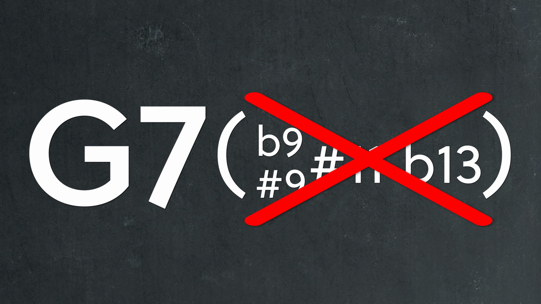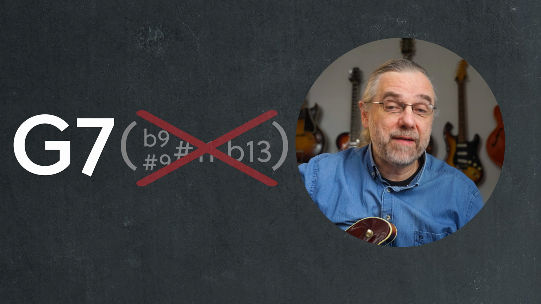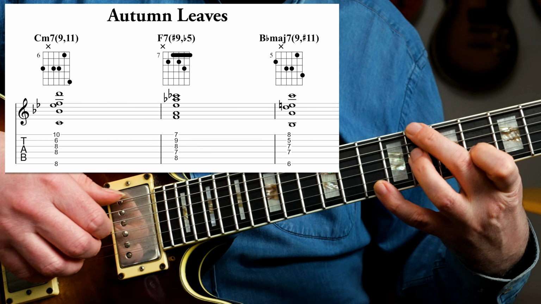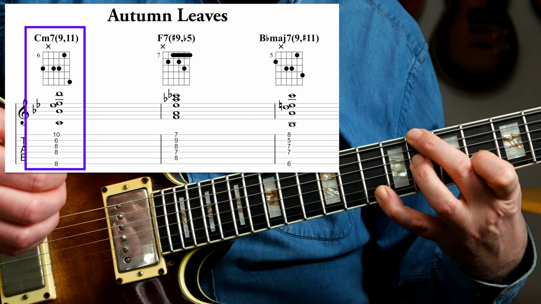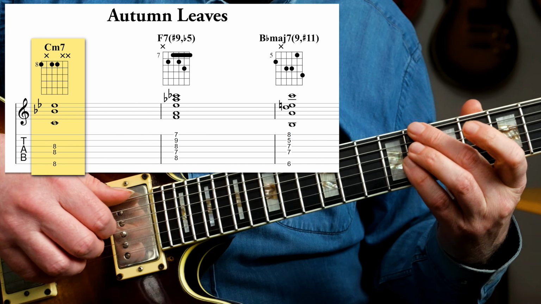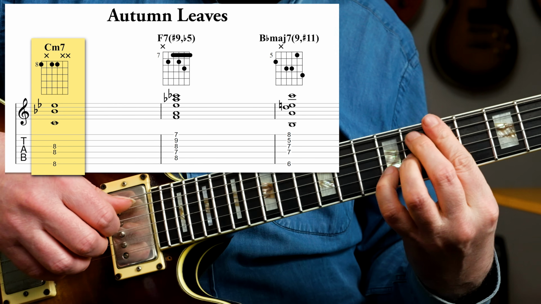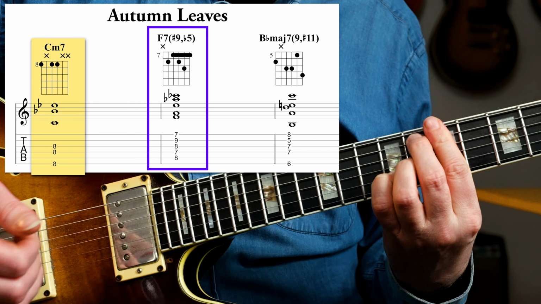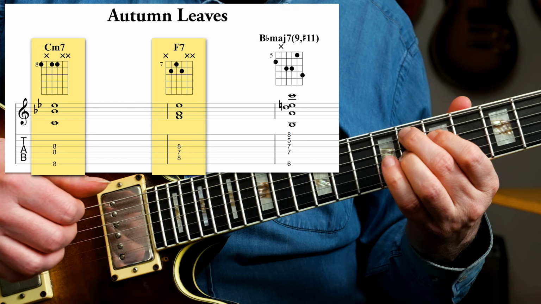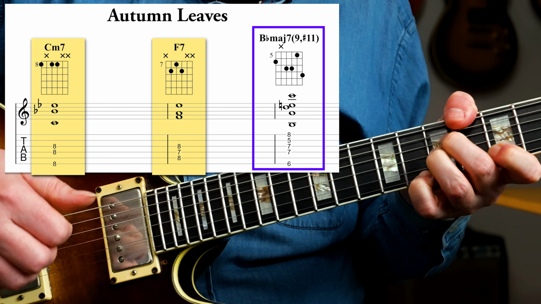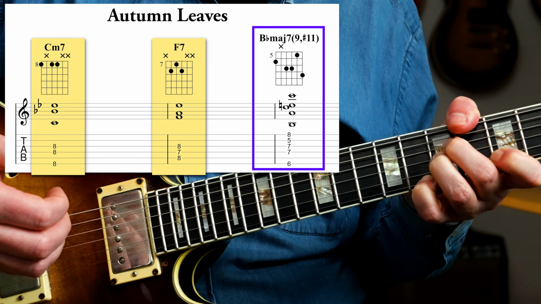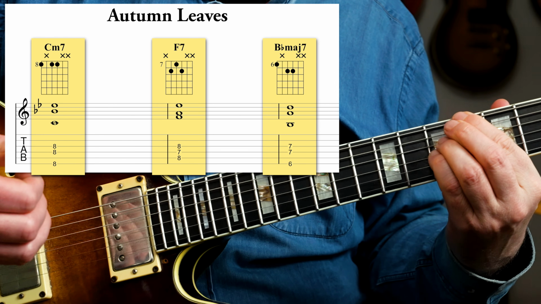So if the chords look complicated, here's what you do. Ignore the extensions at the beginning and reduce everything to basic 7th chords. If the chart says C minor 9 with an 11, just play a C minor 7. And of course, if it's F7 with a sharp 9 and a flat 5, just play an F7. And for the B flat major 7, if it says 9 sharp 11, you can also just still play that B flat major 7 like this.